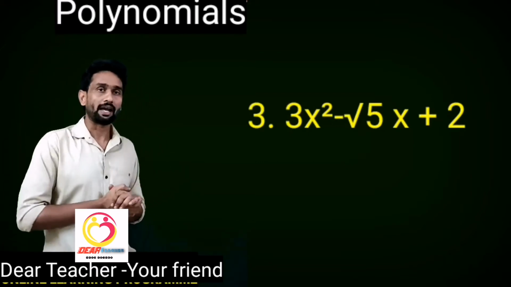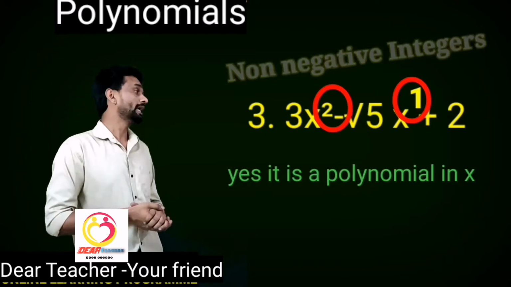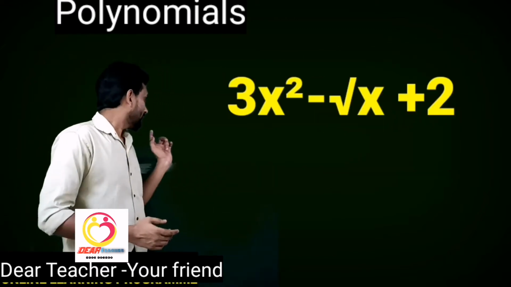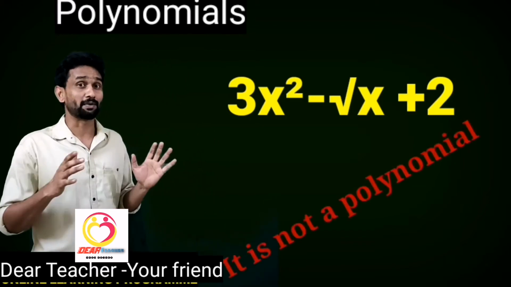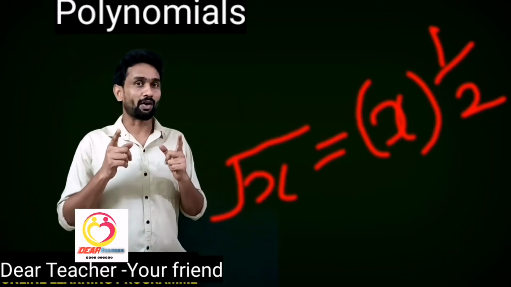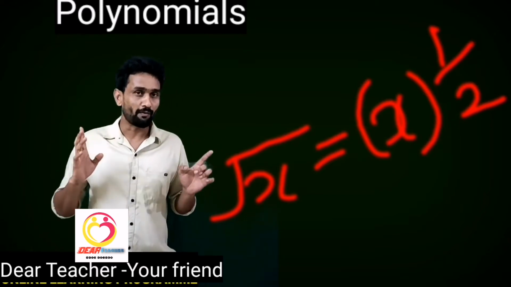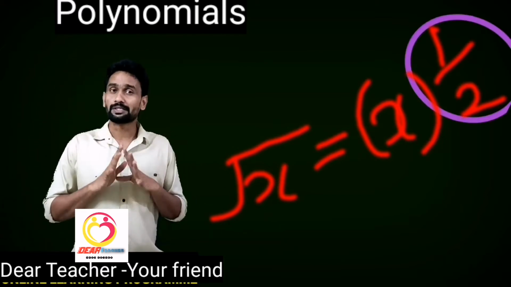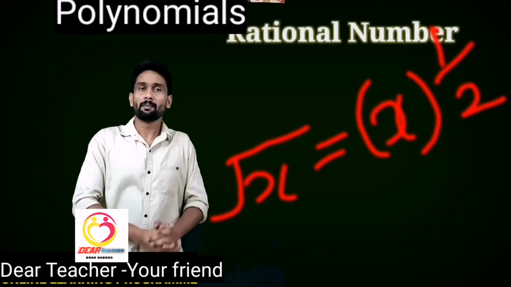Another example: 3x square minus root 5 x plus 2. Is it a polynomial? Yes, it is also a polynomial. The variable's powers are non-negative integers. Another example: 3x square minus root x plus 2. Is it a polynomial? It is not a polynomial. Why? Because root x we can rewrite as x raised to the power 1 upon 2. The power 1 upon 2 is not a non-negative integer. It is a rational number. So we can say it is not a polynomial.